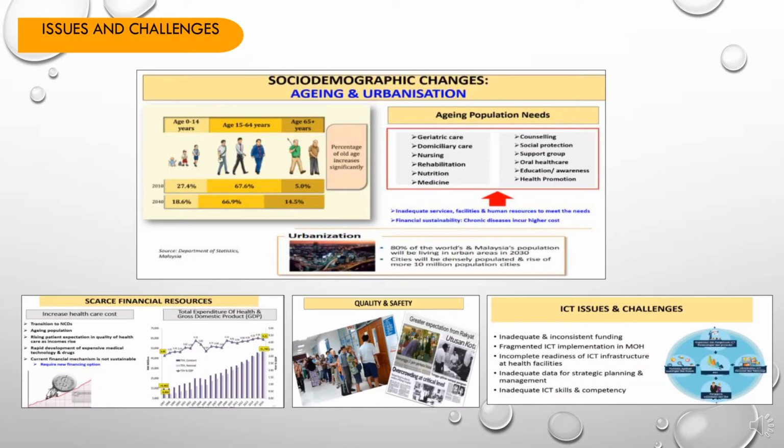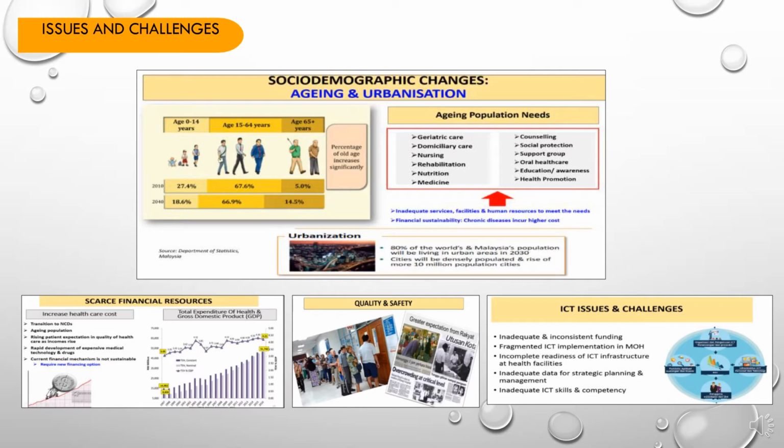So, from the issues and challenges, in diagrammatic form, we have the aging population, which is really giving a lot of challenges for the healthcare system because there's an increase in the percentage of old age groups. And with an aging population, there will be needs for a lot of geriatric care, domiciliary care, nursing, rehabilitation, nutrition, medicine, counseling, social protection, support group, oral health care also, education, awareness and health promotion.